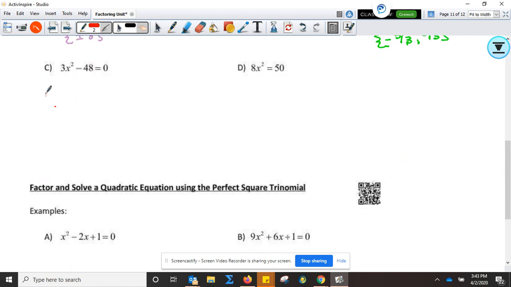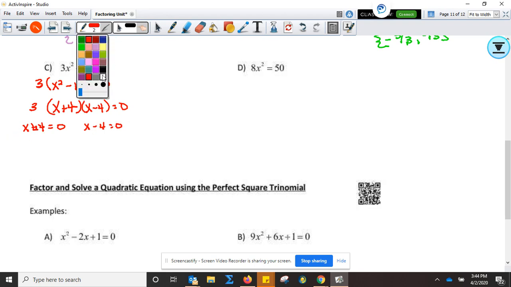All right. And GCF of 3, x squared minus 16 equals 0. X squared minus 16 is a perfect square. So I have x plus 4, x minus 4. Don't forget the 3. So when I solve that, I'm going to put x plus 4 equals 0 and x minus 4 equals 0. And solve both of those.